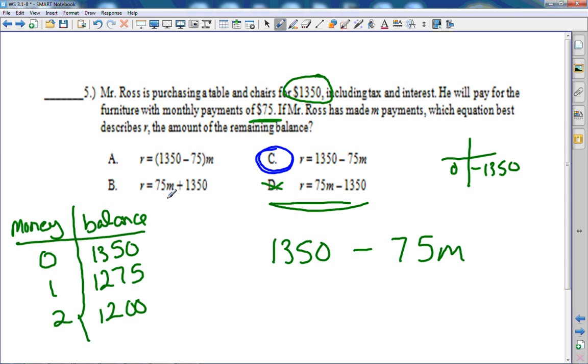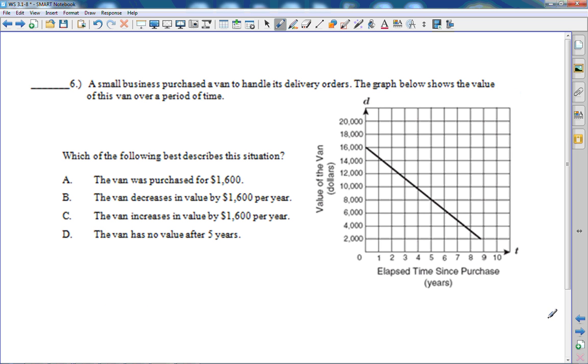It's not B because you're adding to it. You're making your debt more. And this one is saying you subtract these two amounts, and this is saying your remaining balance each month is 1,000, or that you're paying 1,275 each month. So it's not these two. Here's the next one.